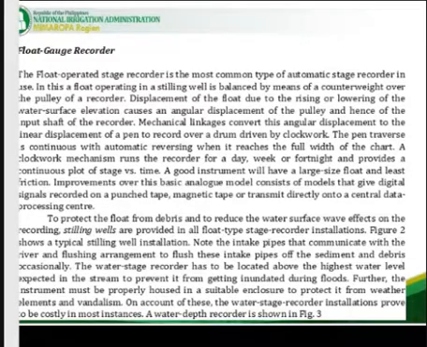occasionally. The water stage recorder has to be located above the highest water level expected in the stream to prevent it from getting inundated during floods. Further, the instrument must be properly housed in a suitable enclosure to protect it from the weather elements and vandalism. On account of this, the water stage recorder installations prove to be costly in most instances. A water depth recorder is shown in Figure 3.